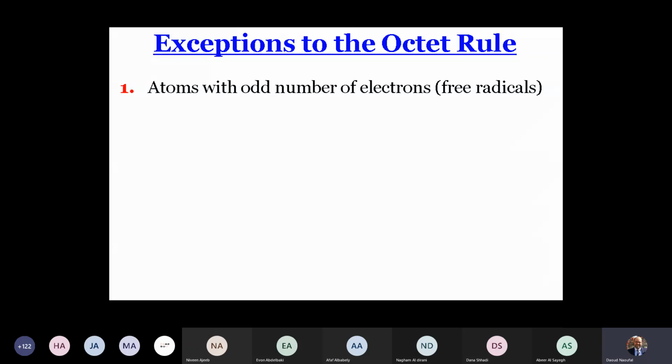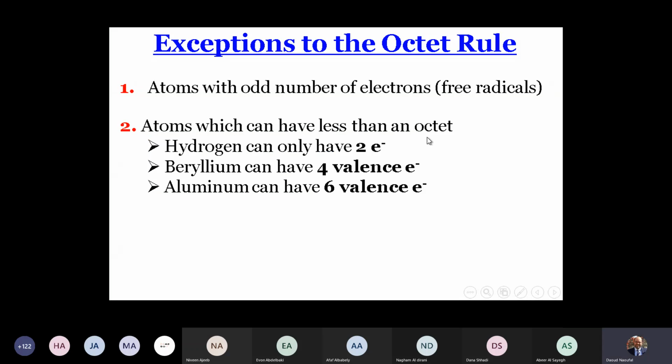Exceptions to the octet rule: some atoms have an odd number of electrons, so they are called radicals. In some Lewis representations, we can find, for example, an atom with 7 valence electrons. So it has 3 pairs and 1 single electron. This single electron is called the free radical. So we obtain a free radical molecule, and free radicals are in general very reactive and unstable.